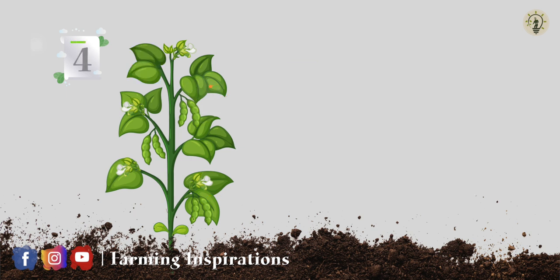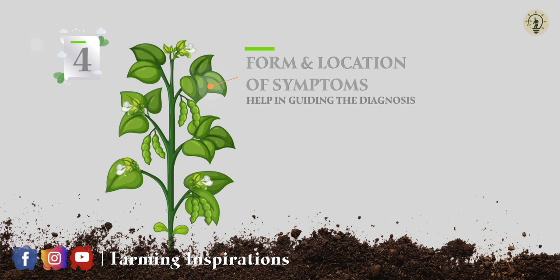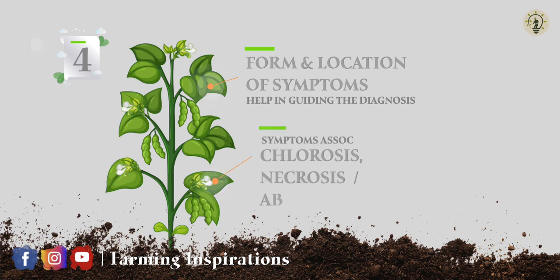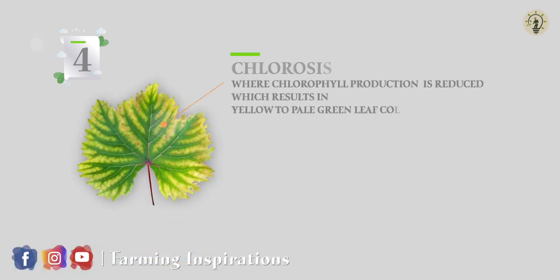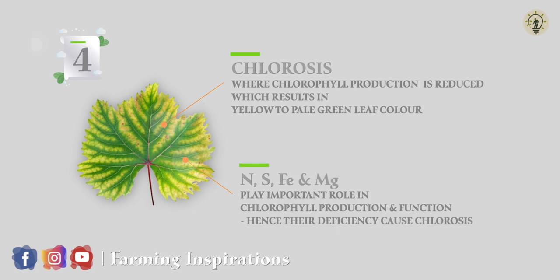Guideline number 4. The form and location of symptoms on the affected crop will help in guiding the diagnosis. Symptoms associated with deficiency may take several forms, including chlorosis, necrosis, or abnormal growth. Chlorosis occurs when the production of chlorophyll is reduced, which results in a yellow to pale green leaf color. Nitrogen, sulfur, iron, and magnesium are nutrients that play important roles in chlorophyll production and function. Hence, their deficiencies tend to cause chlorosis.